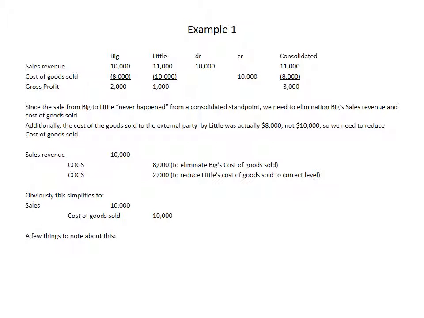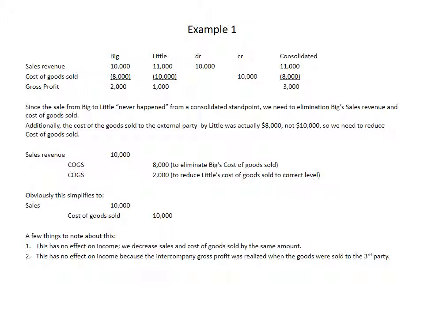Now there are a few things to note about this. First, this had no effect on income. In the worksheet, we have $3,000 of gross profit. The elimination entry, the $10,000 debit to sales and the $10,000 credit to cost of goods sold, clearly is a wash as far as income is concerned. We reduced sales, we reduced expenses both by $10,000.